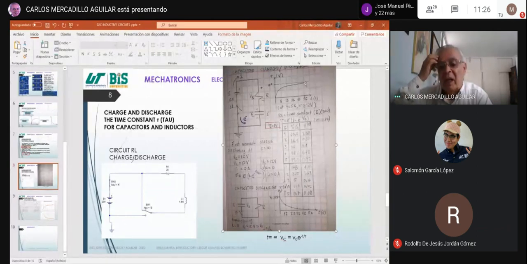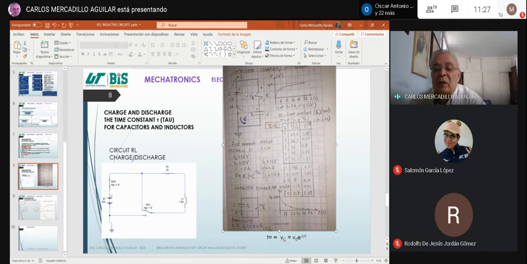Okay. Now for the discharge process, we have this another formula. I put it here outside the paper. I put VC, that is the voltage at the capacitor.